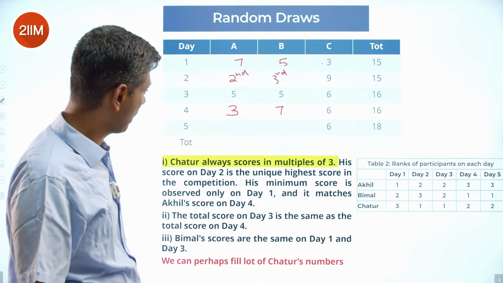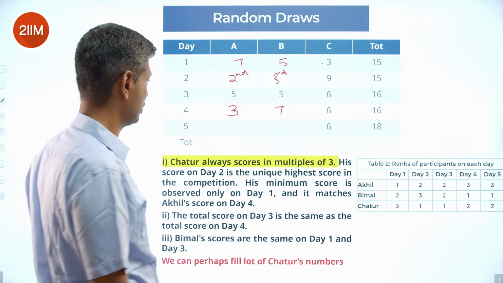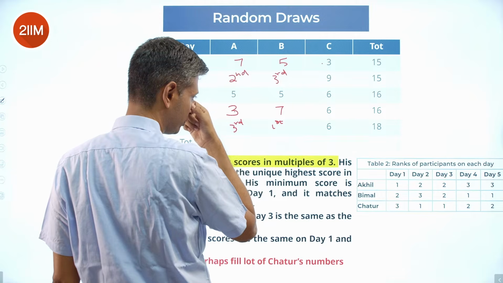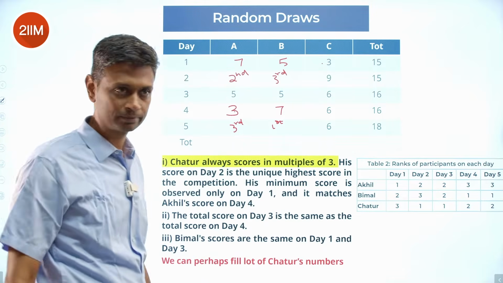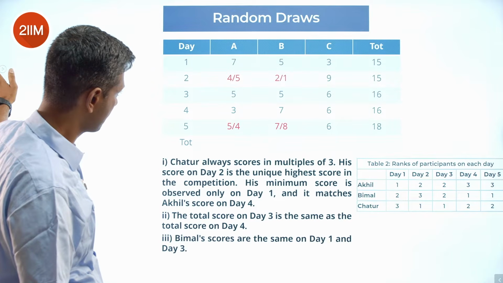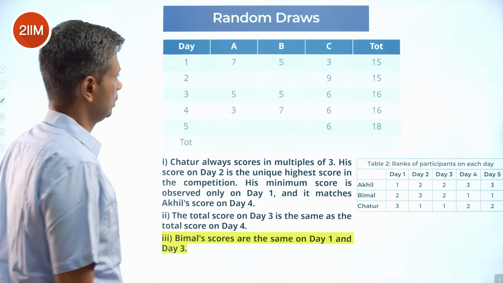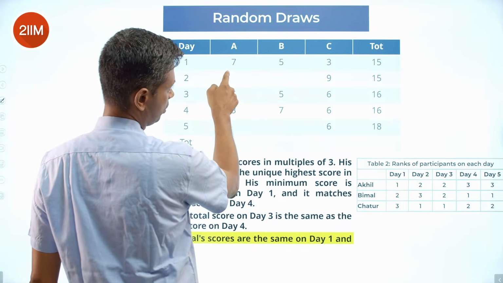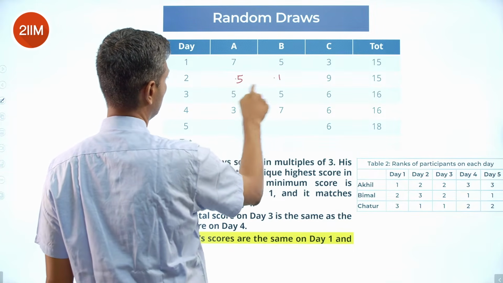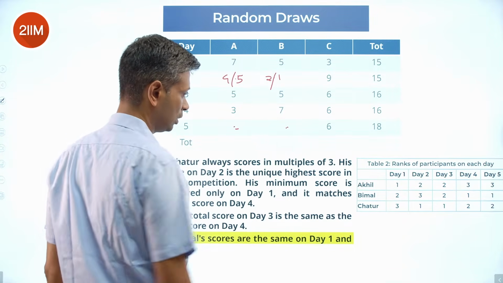On day 5, Akhil is 3rd, Bimal is first. First and 3rd, this is more than 6, this is less than 6. So this number is more. These 2 add up to 6. I cannot have 6 and 0. I could have 5 and 1, or I could have 4 and 2. These 2 add up to 12.